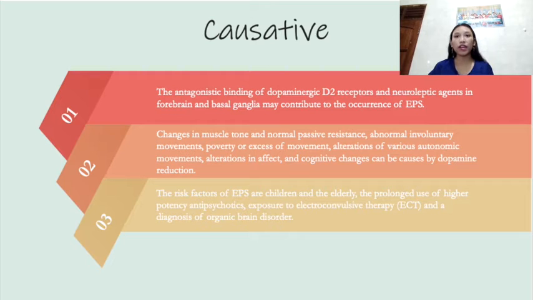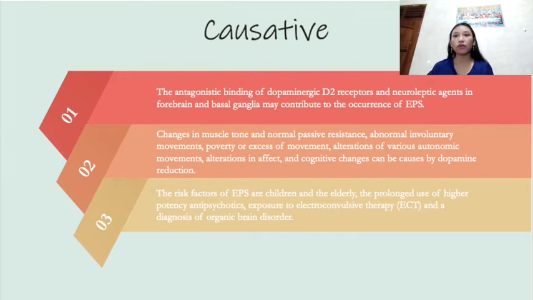Neuroleptic agents are known to bind with and block dopaminergic receptors in the forebrain and basal ganglia. The antagonistic binding of dopaminergic D2 receptors within the mesolimbic and mesocortical pathways of the brain and anti-dopaminergic action in the caudate nucleus and other basal ganglia may contribute significantly to the occurrence of EPS.